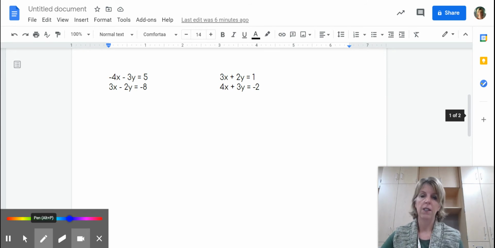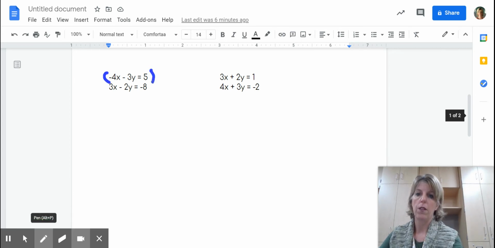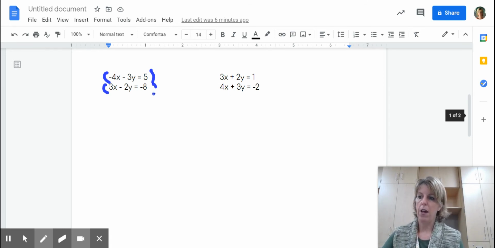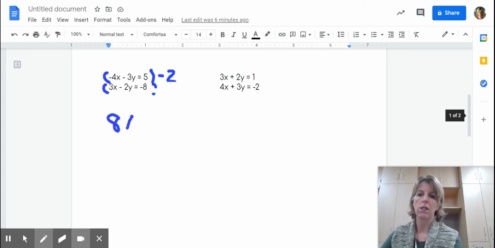No, it won't. So what I have to do is change both of them. I'm going to have to multiply both lines by something. So both lines are going to be transformed, and I'm trying to create the opposite value. So I'm going to take the top one and multiply it by -2. And if I do that, I'm going to get 8x plus 6y equals -10, because I distributed that -2 all the way across.